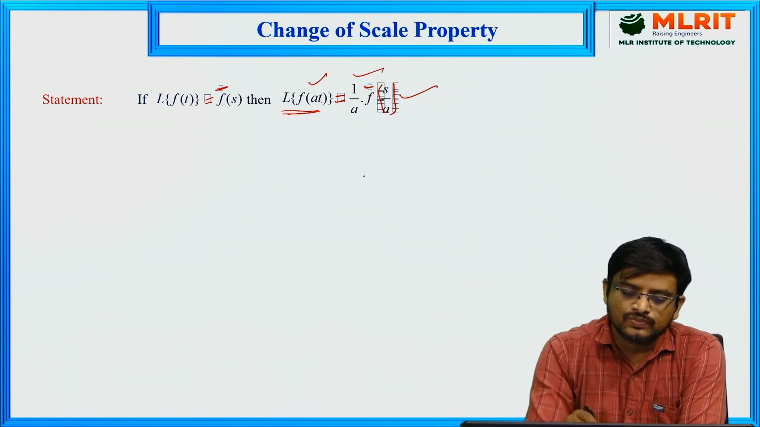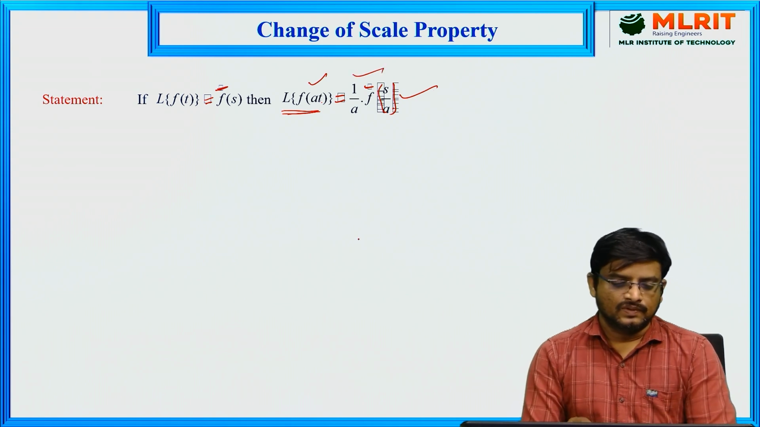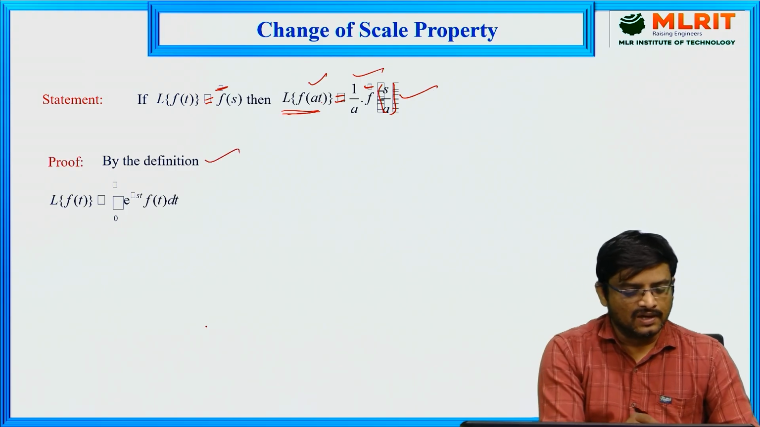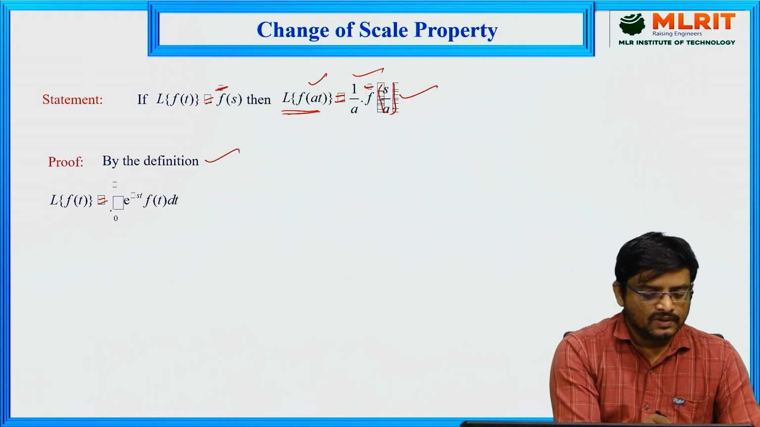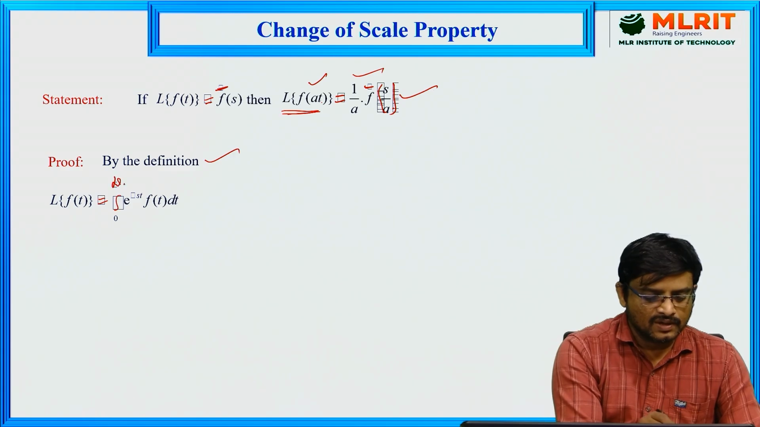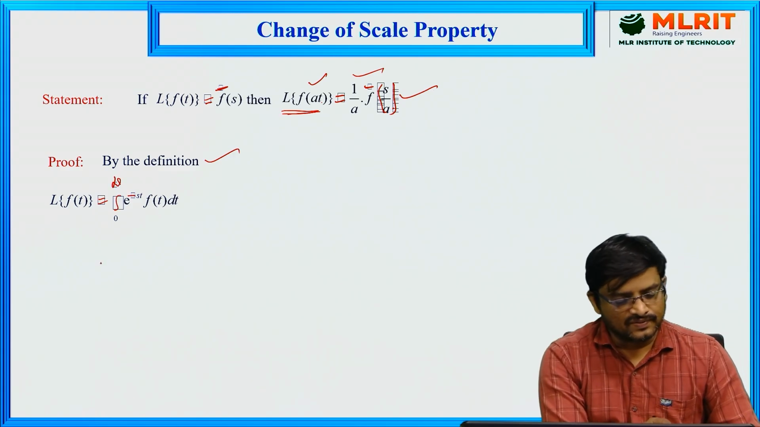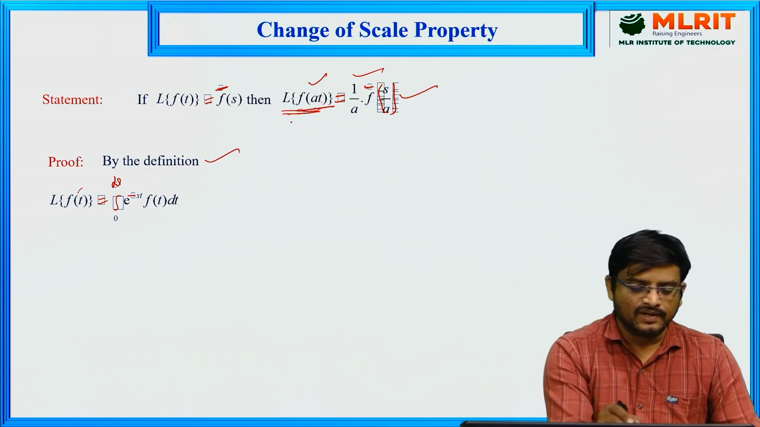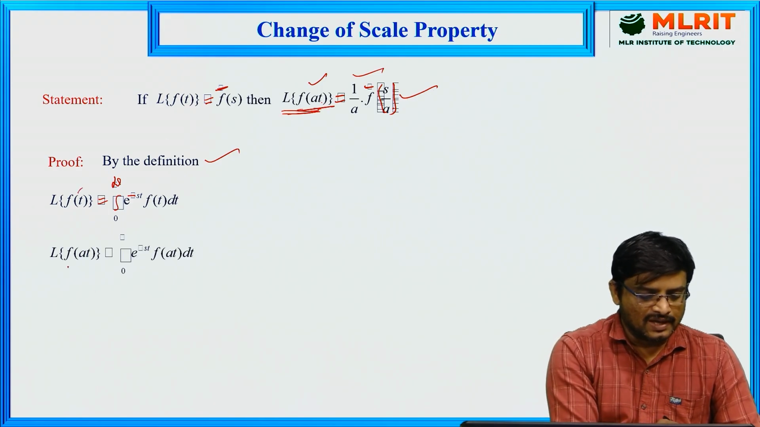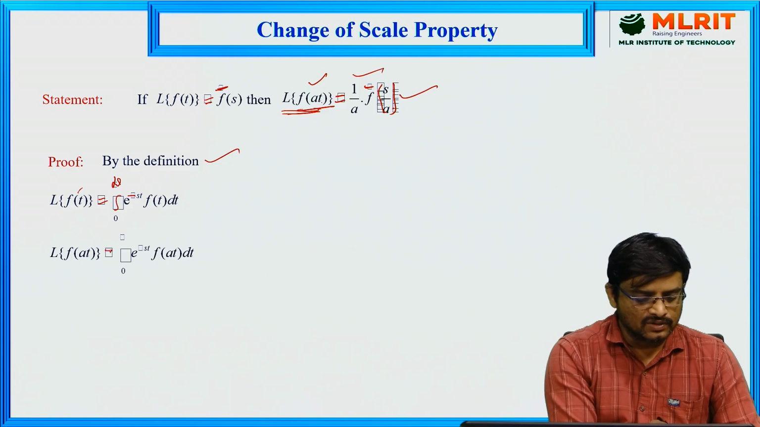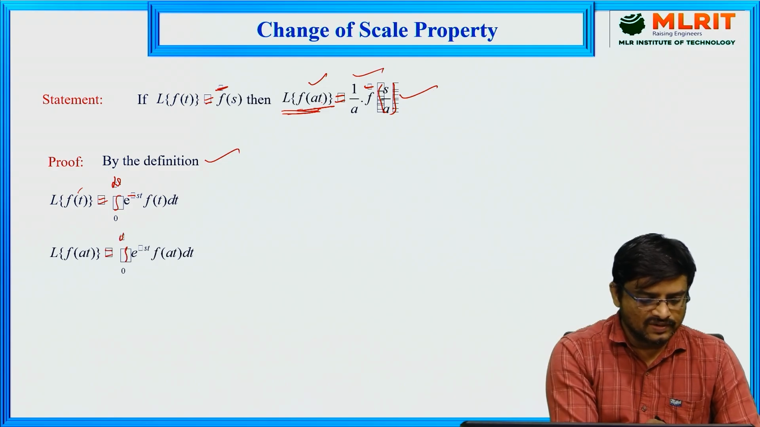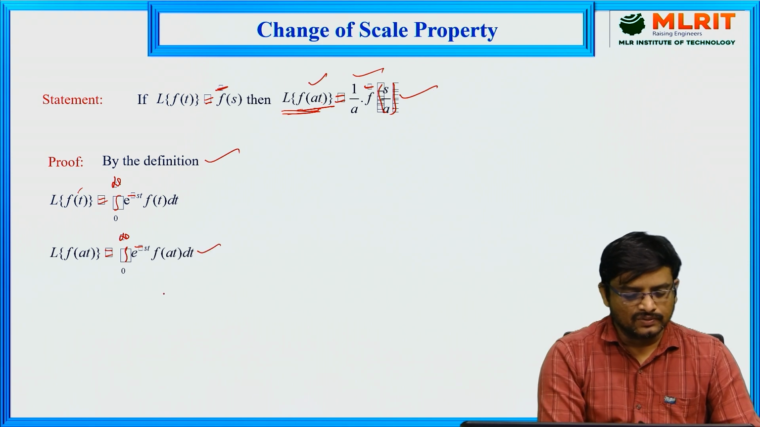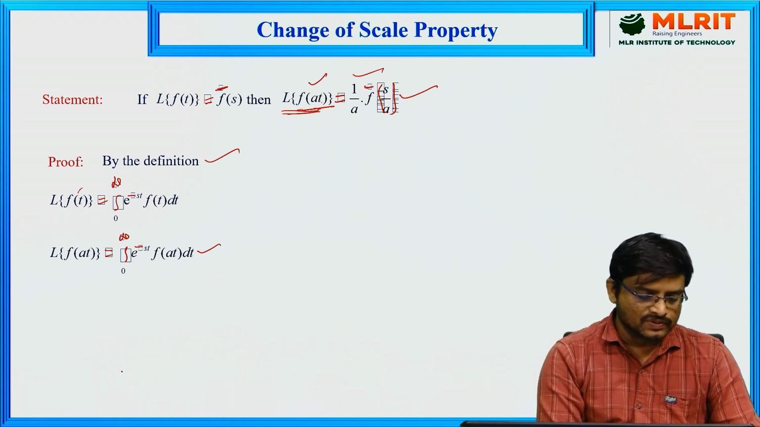Now we'll see how to prove this condition. So as usual, take the definition of Laplace transform. L of f of t is equal to integral 0 to infinity e power minus st into f of t dt. Now replace f of t with f of at in this definition. So Laplace transform of f of at is equal to integral 0 to infinity e power minus st into f of at into dt. Now apply the substitution method.